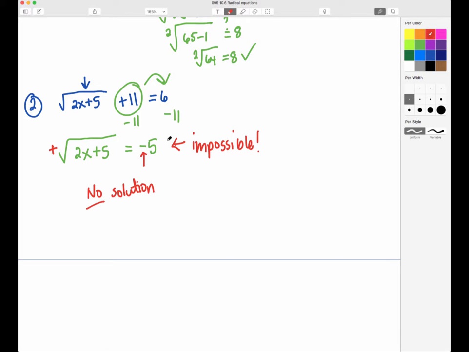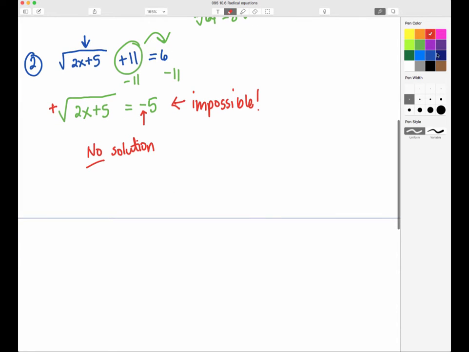But in this case, think before you start going through the motions. If you get a negative number, pause, check it out. Does it make sense? If it doesn't make sense, then there's no solution. So we're done with that one. Let's go on to a third one.